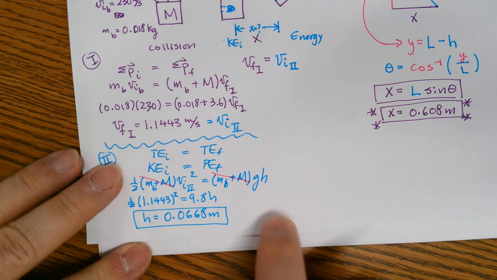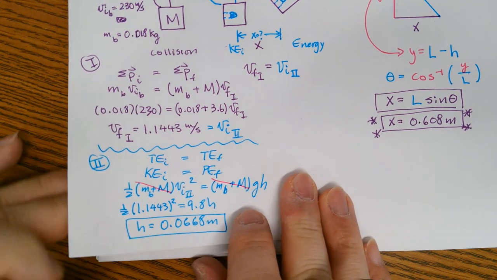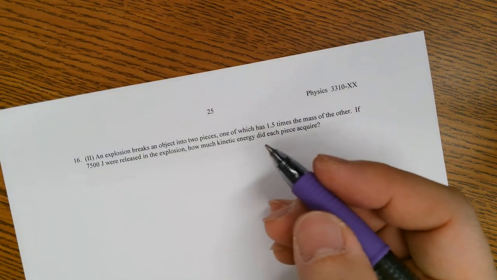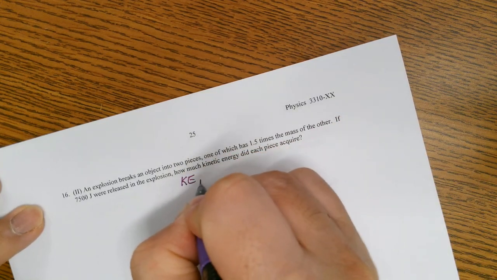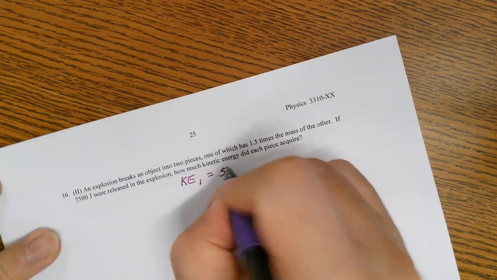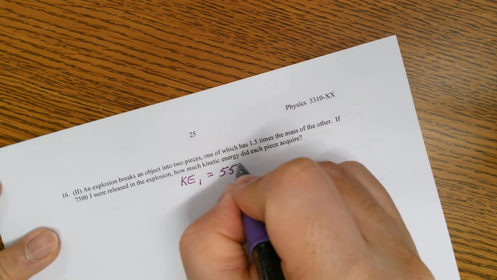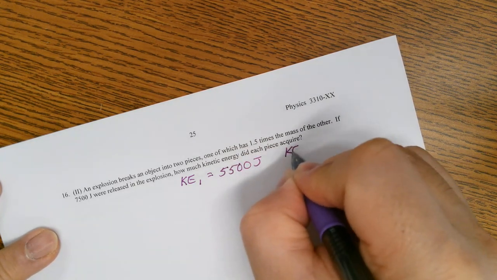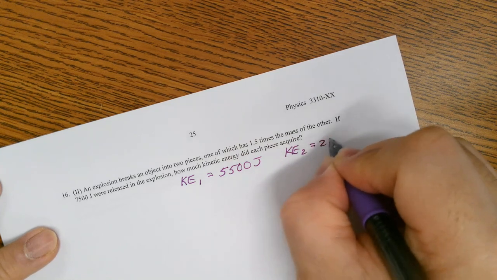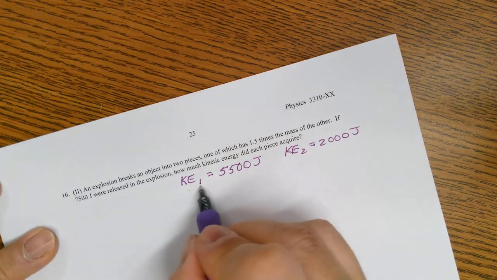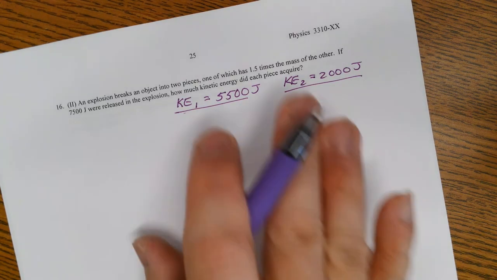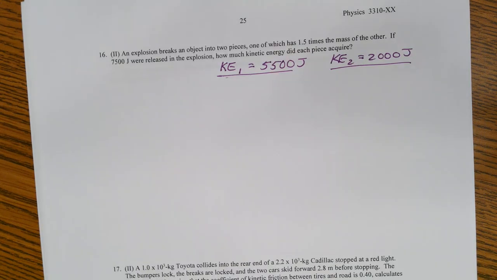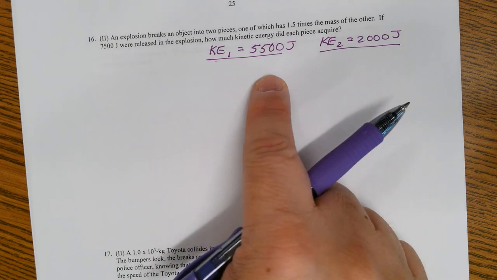Let me give you the answer to number 16, because number 16 is kind of tricky. I'll just give you the answers, okay? The kinetic energy of one piece is equal to 5,500 joules, and the kinetic energy of the second piece is equal to 2,000 joules. See if you can figure it out. This one was kind of tricky. Again, this is two equations with two unknowns.